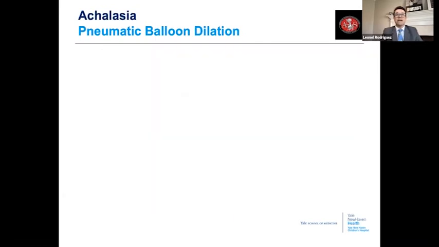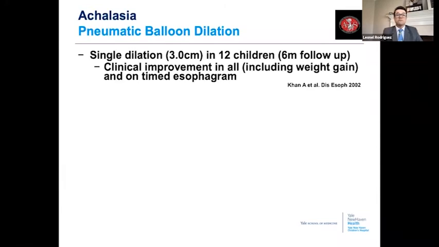What information do we have about the use of pneumatic balloon dilation in children? We actually have several case series. There is this one, for example, using a single dilation in 12 children that showed a clinical improvement in all of them, even on the timed esophagram.